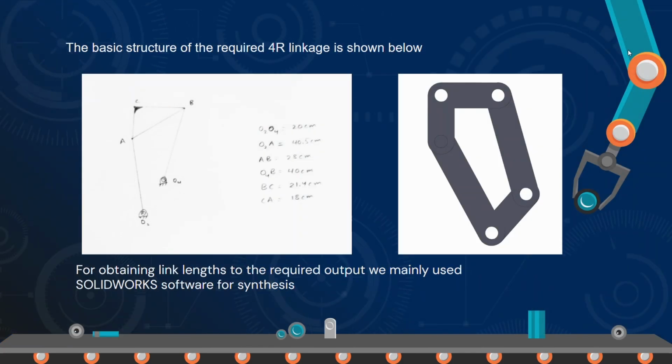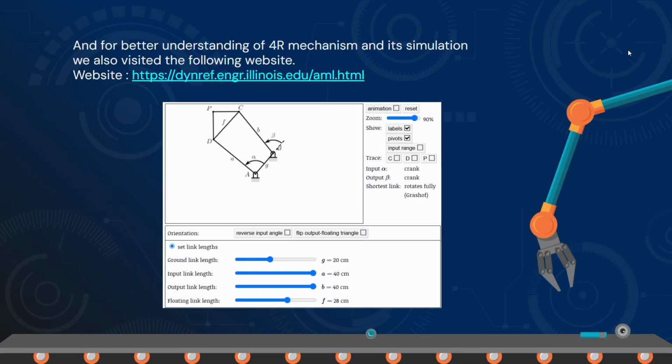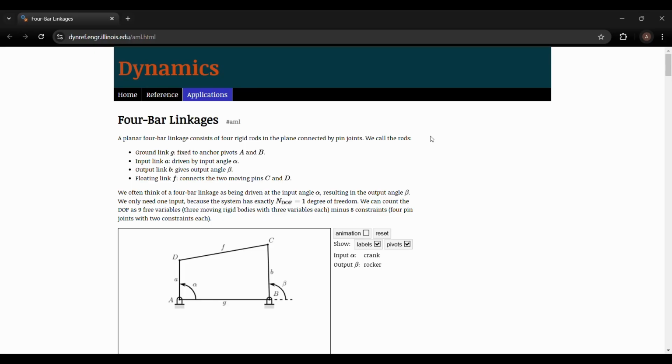The basic structure of the required 4R linkage is shown below. Here we are considering O for the short crank. For obtaining link lengths to the required output, we mainly use SolidWorks software for synthesis. And for better understanding of the 4R mechanism and simulation, we also visited the following website. Now let us continue on the following website.